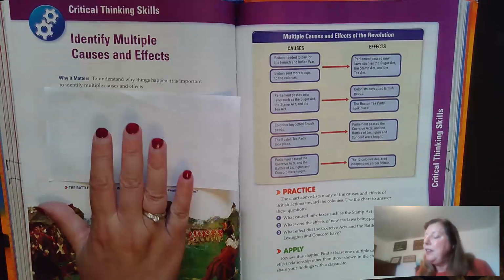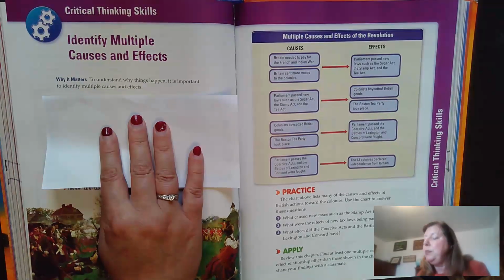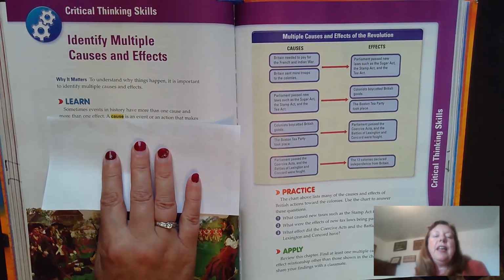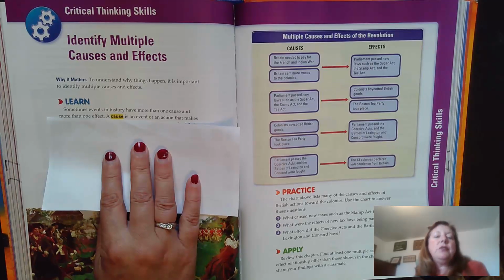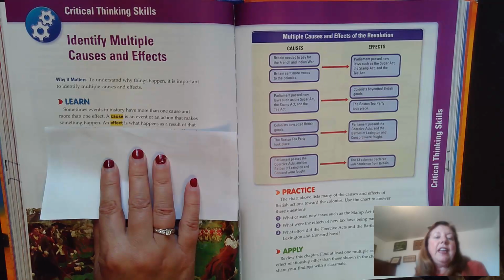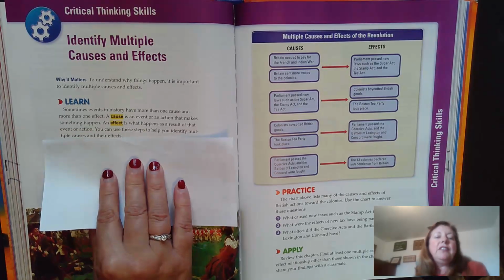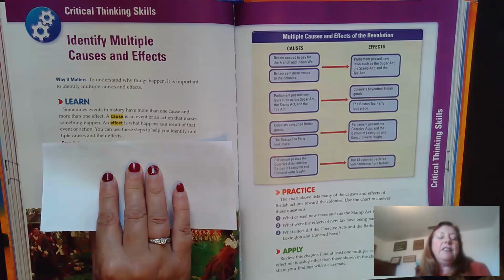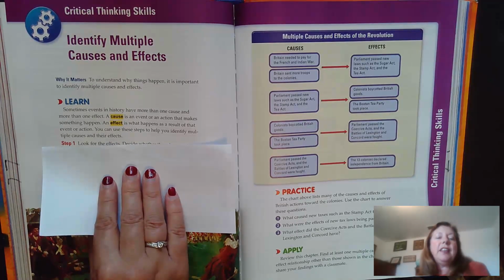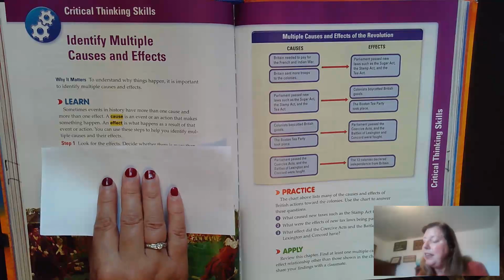Why it matters. To understand why things happen, it is important to identify multiple causes and effects. Learn. Sometimes events in history have more than one cause and more than one effect. A cause is an event or an action that makes something happen. An effect is what happens as a result of that event or action. You can use these steps to help you identify multiple causes and their effects.